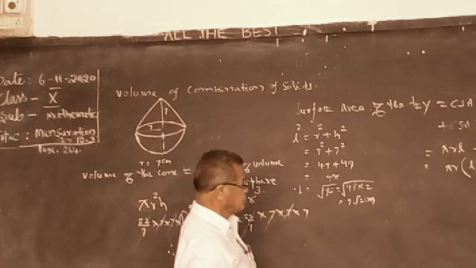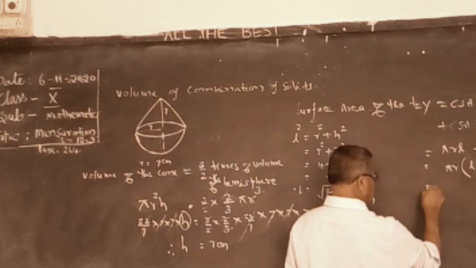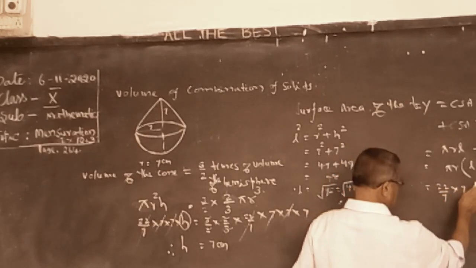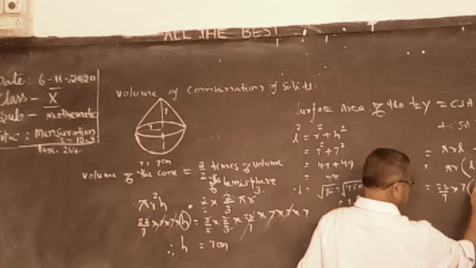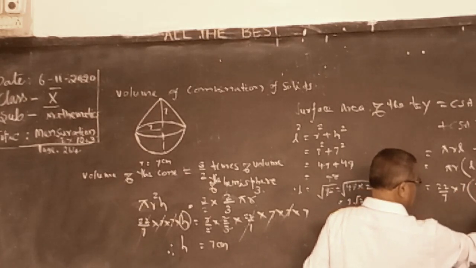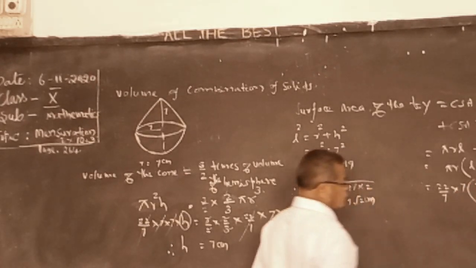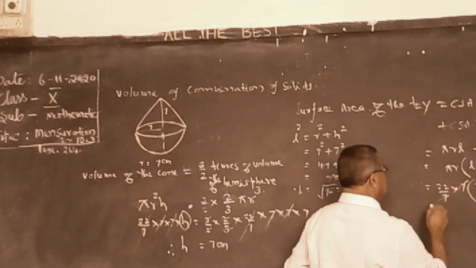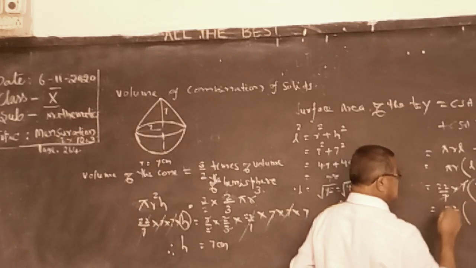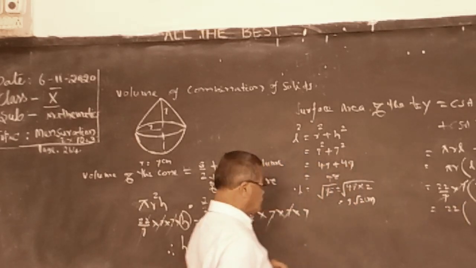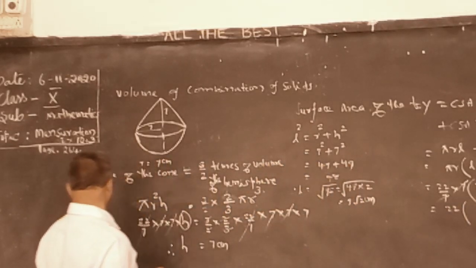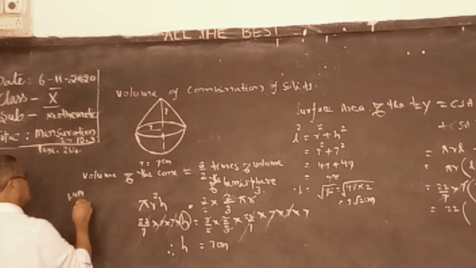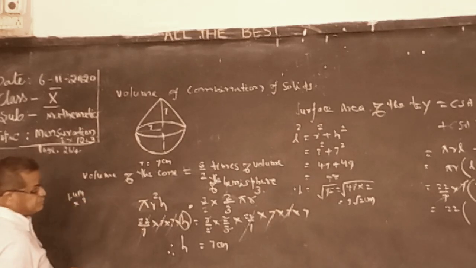Substitute: 22 by 7, l is 7 root 2, r is 7. L is 7 root 2 plus 2r. 2 into r is 14. Here 7 cancels, 22 remains. And the value of root 2 we know, 1.414. 1.414 into 7.